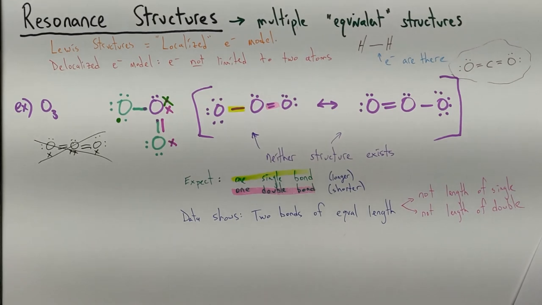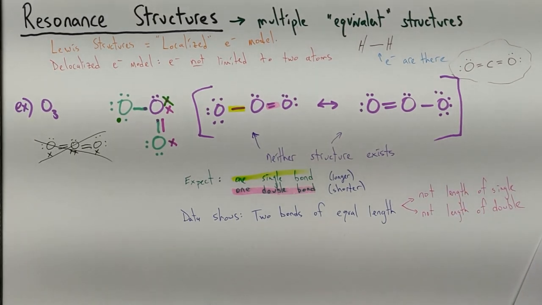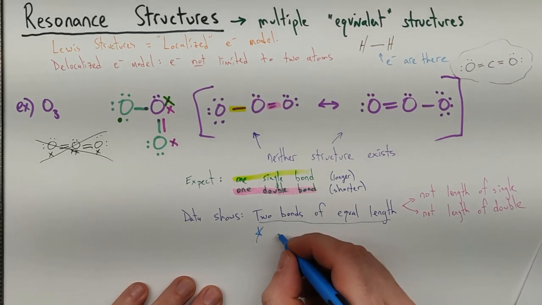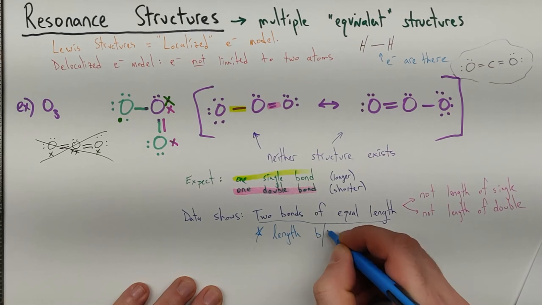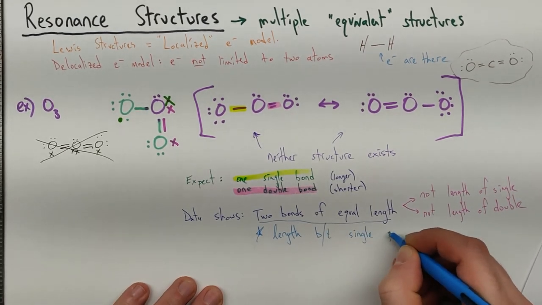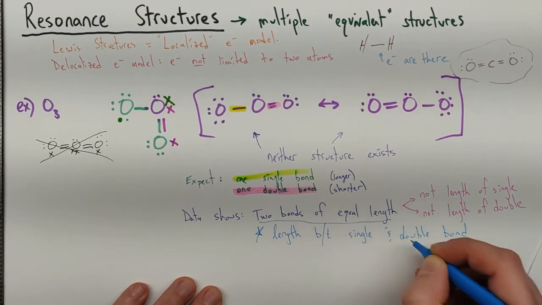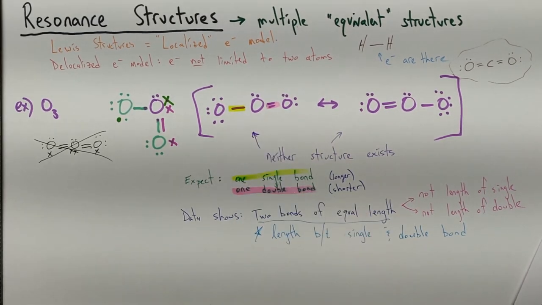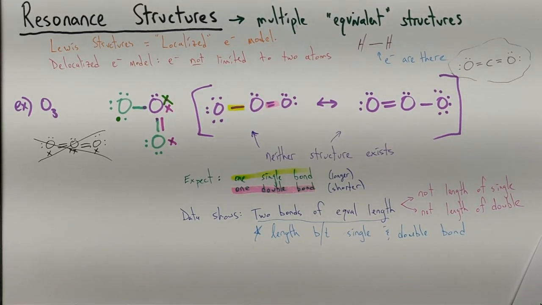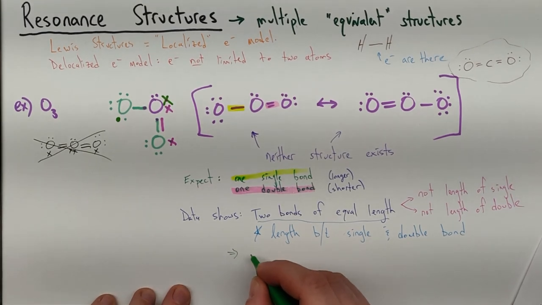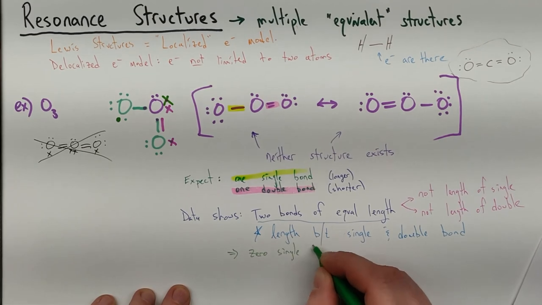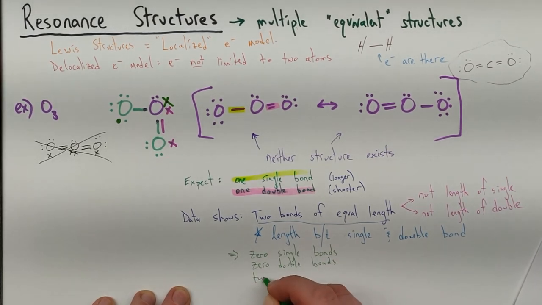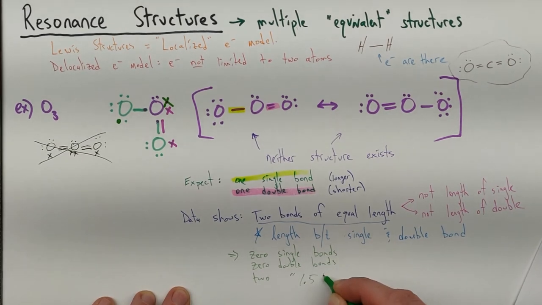In fact, the data shows that the length is somewhere in between a single bond and a double bond. And you might be able to see where this is going. These two bonds of equal length have a length between a single and double bond. What we actually have in this particular case is two 1.5 bonds. I say that quickly to kind of step on that terminology, but we actually have zero single bonds, zero double bonds, but we have two, and I'll put it in quotes, 1.5 bonds.